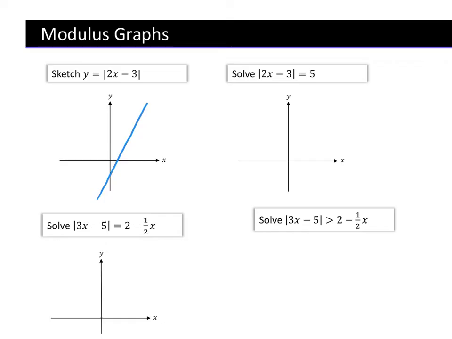Okay? Now, we cannot have any negative x values. So essentially, all we're going to be doing is reflecting what's below here upwards. Okay? So now our graph should look like the V. Did you get a V shape? No?